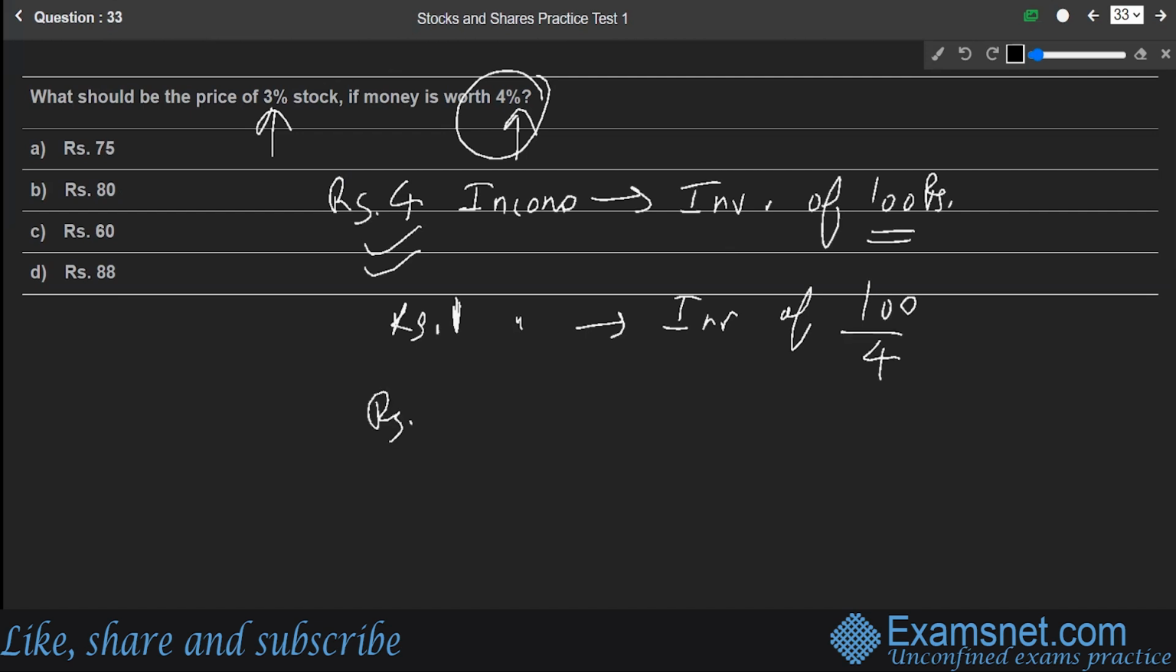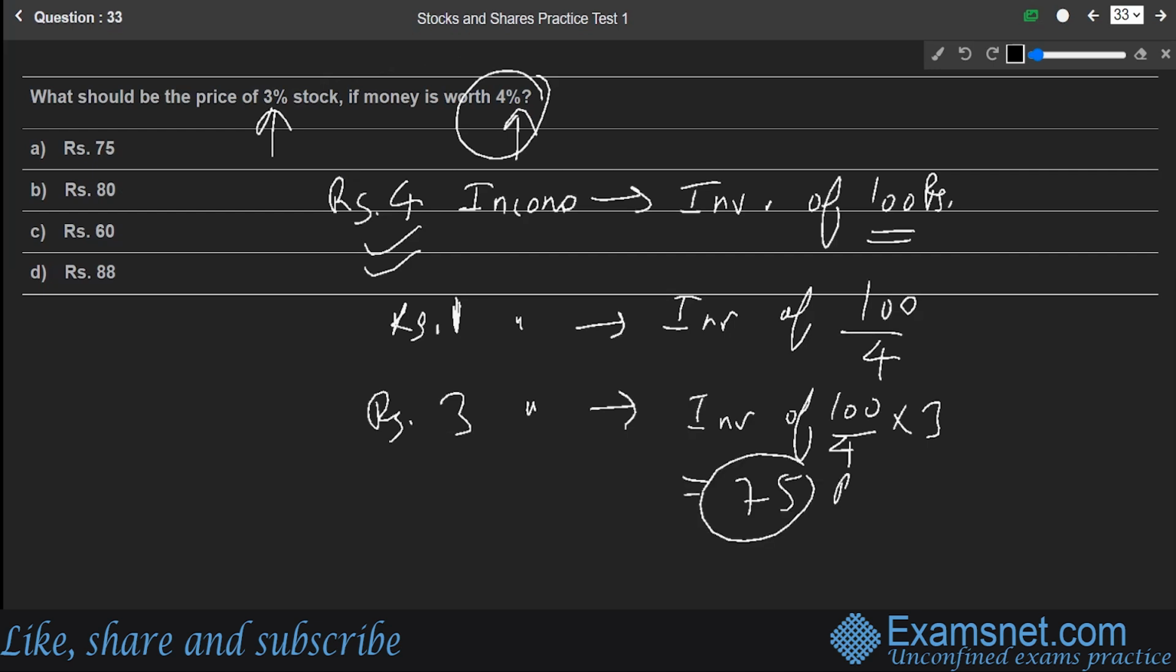So if you want to earn rupees 3, that's what they are asking, 3% stock, so if you want to achieve 3 rupees as income, the investment should be 100 by 4 into 3. If you solve this further, this comes out to be simply 75 rupees. So 75 rupees should be the cost of each share if you want to earn 3 rupees. So that should become the right answer. The price is rupees 75. That is option number A, the right answer.